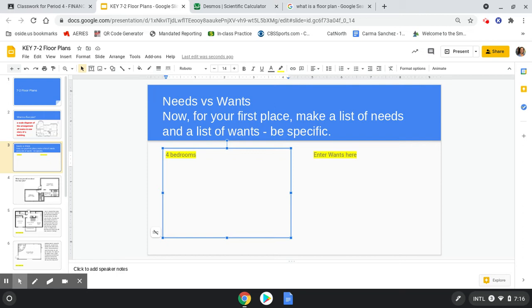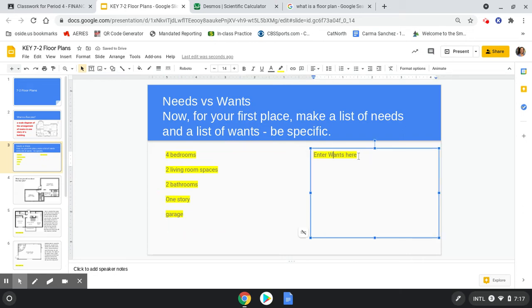So 4 bedrooms. I need to have 2 living room spaces. I need to have at least 2 bathrooms. I like my house to be 1 story, I don't like having stairs. And I need to have a garage. Okay. Now wants. Wants, I would love to have a corner lot.